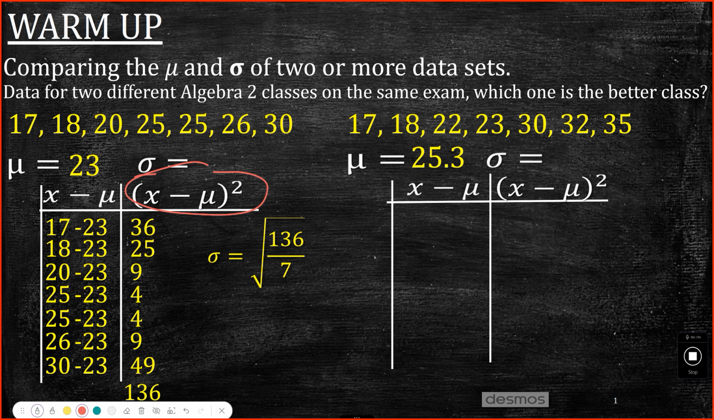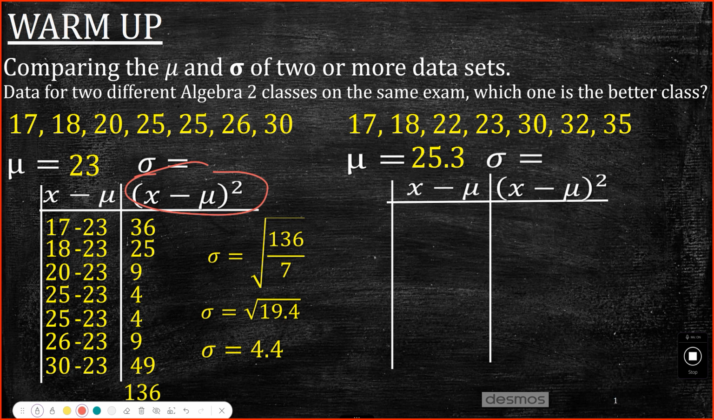So what is it? 4 point something, no? 4.4? Well, 136 divided by 7, if you want to do that, put it in there, 19.4, square root of 19.4, 4.4.